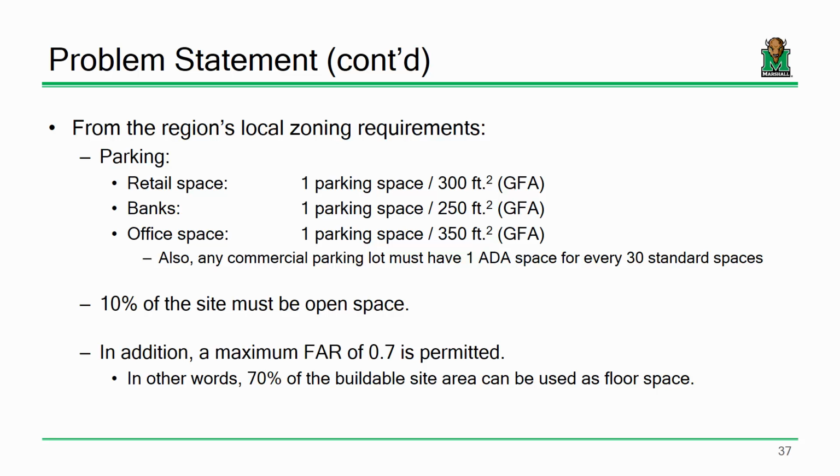Okay? Sound good? Now, when it's all said and done, 10% of the site must be open space. So we cannot do the Walmart treatment, no one big pad of asphalt. And then, in addition, a maximum floor area ratio of 70% is permitted. So 70% of the buildable site area can be used as floor space.